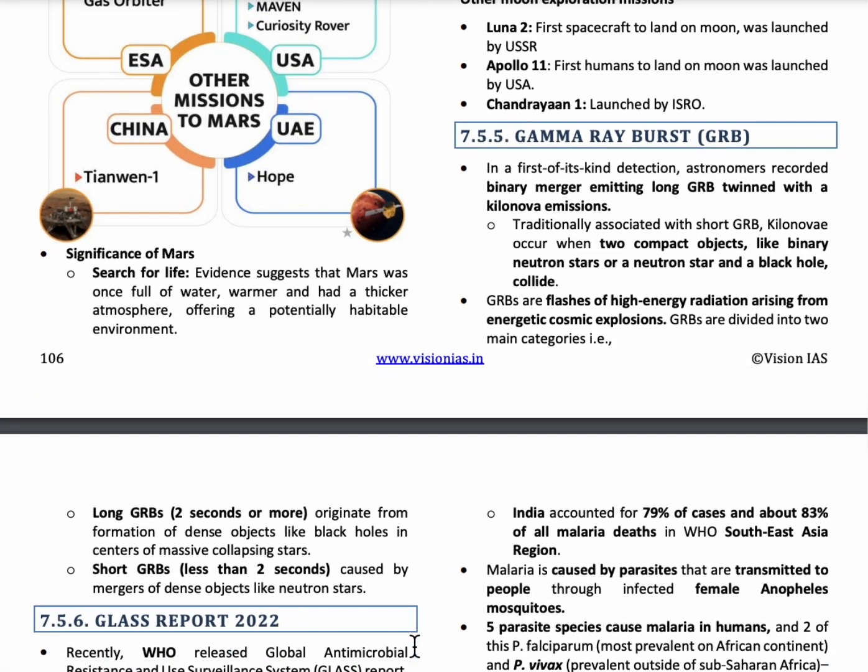The next topic is gamma ray bursts, GRB. So gamma ray bursts are flashes of high energy radiation arising from energetic cosmic explosions.